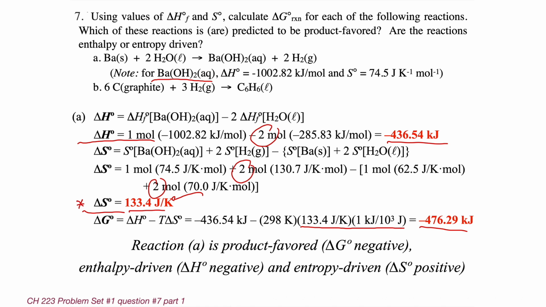Now, negative delta G's are spontaneous. This reaction is definitely going to go. It's going to happen. It is both enthalpy driven and entropy driven. It has negative delta H and positive delta S. So both enthalpy and entropy want this reaction to go, and we see that happen with that negative delta G. This is the value of a spontaneous reaction in chemistry.